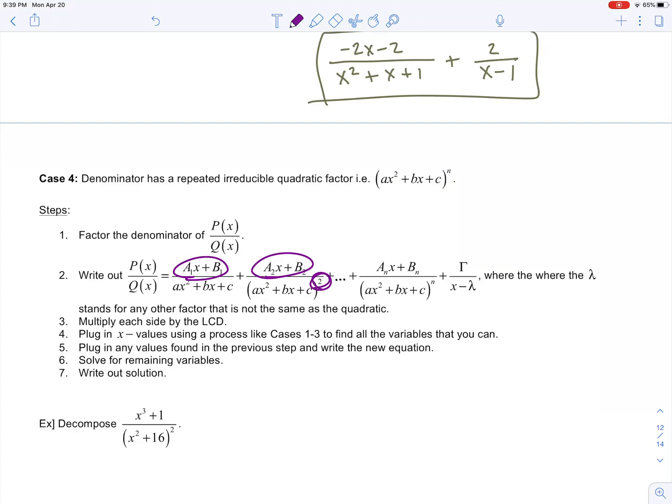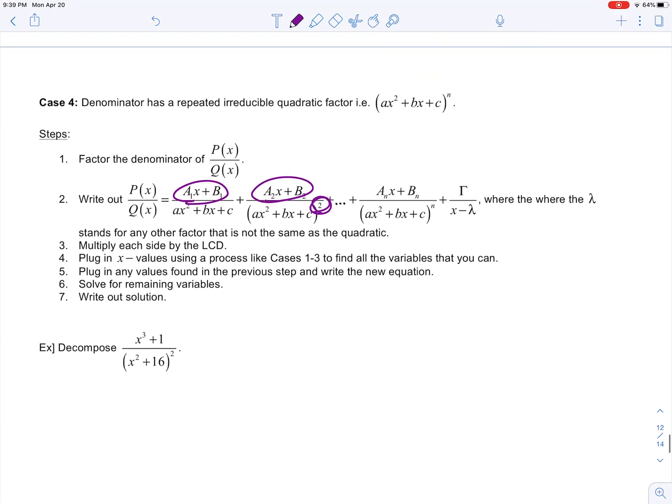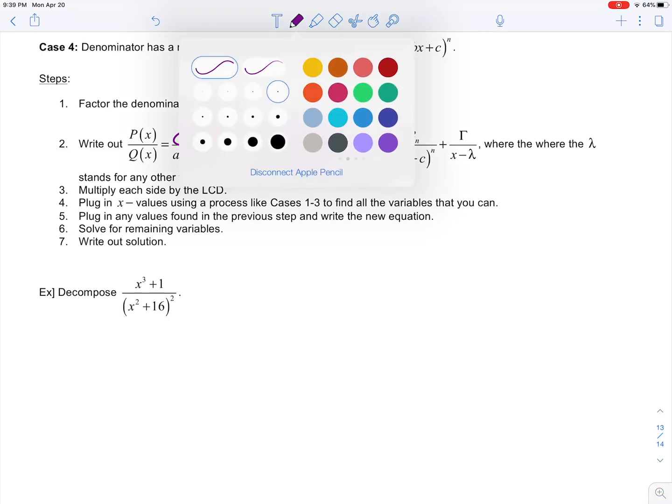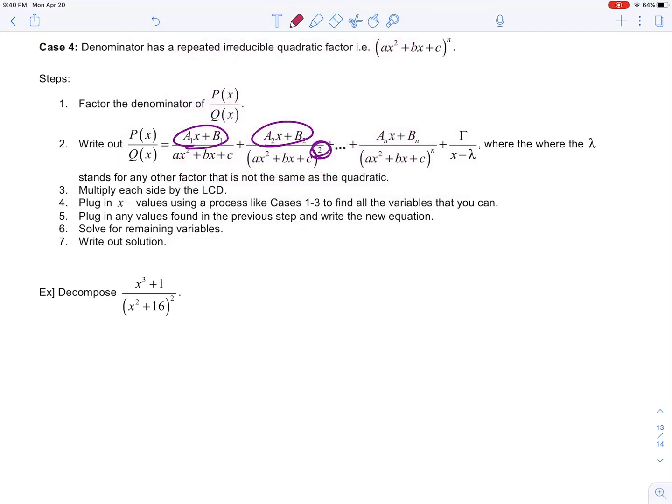In this sort of setup, there's a lot of subscripts. I would tend to not use subscripts. They're difficult to work with. I'll just use different letters. So here we see a fraction that already is factored in the denominator. We see x squared plus 16, which is not factorable, and we see that it's squared. So let's set up our decomposed form.